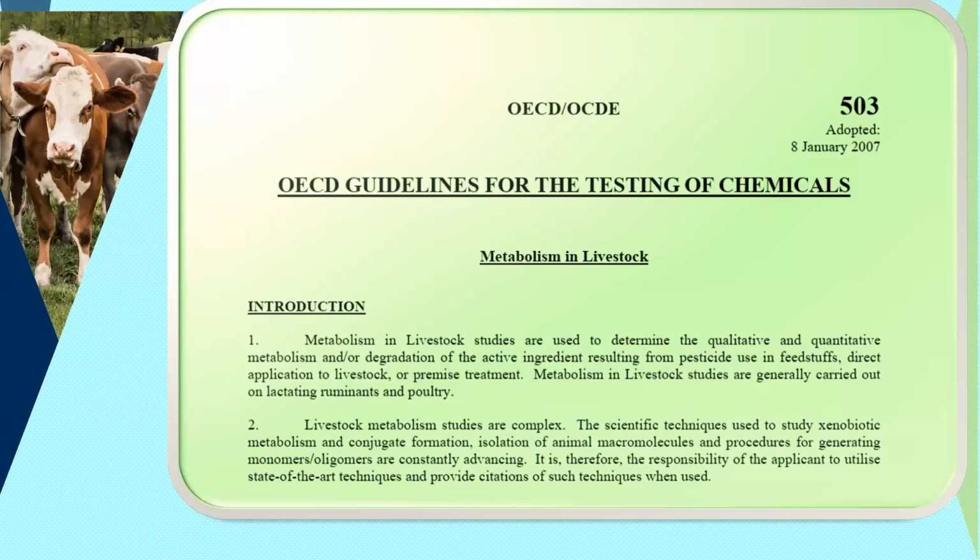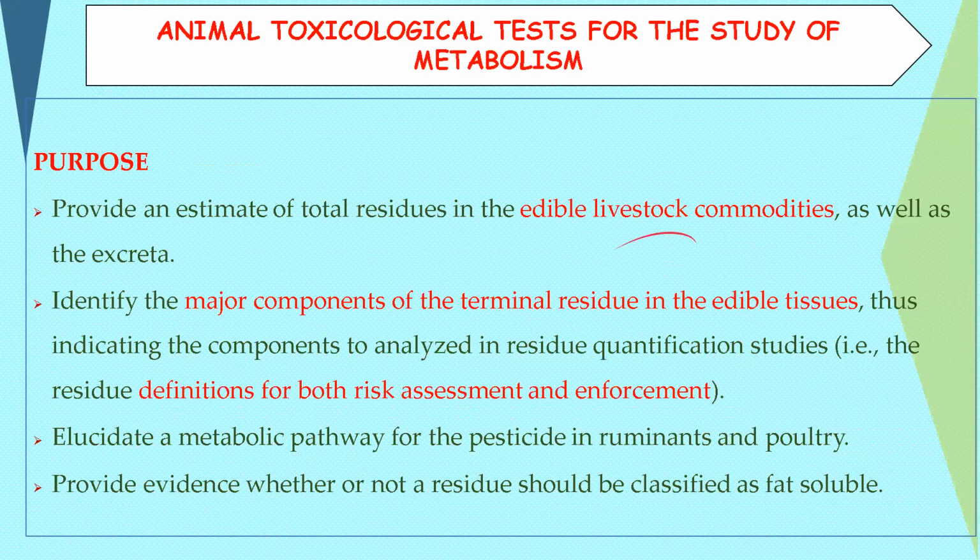And this is the OECD guideline for the testing of chemicals, 503. It was adopted by the OECD countries on 8 January 2007. The gist of this I am going to tell in the next few slides.